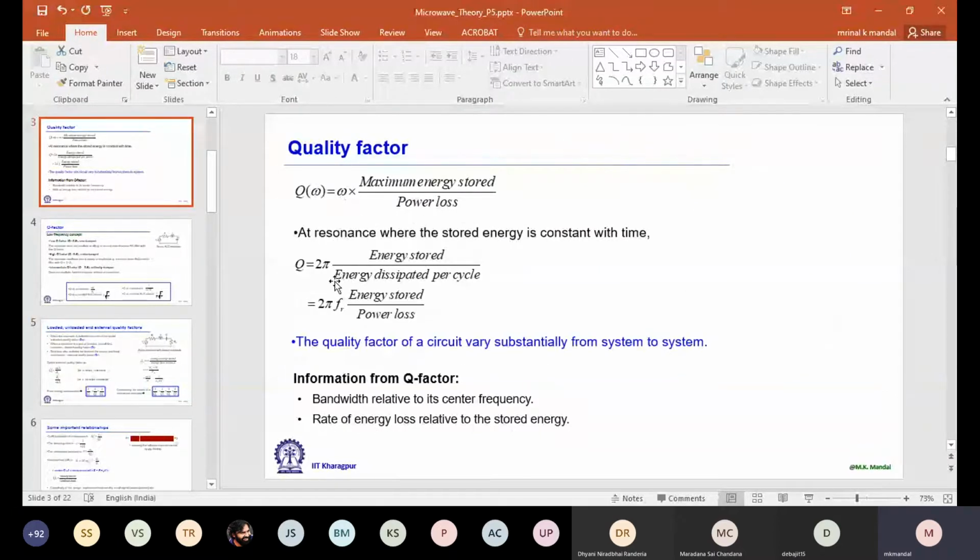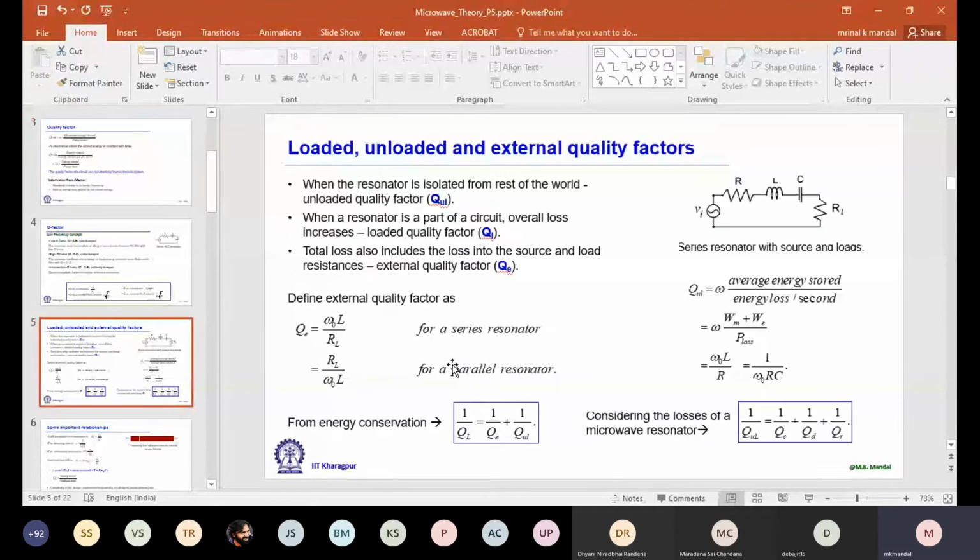it is 2 pi f_r times energy stored by power loss. So energy stored remains the same. Now power loss we will consider individually. What is the power loss due to dielectric loss? What is the power loss due to conductor loss, and so on. So the corresponding quality factors: for the conductor loss we call Q_C, dielectric loss Q_D, and surface wave and radiation we put together and represent by Q_R.